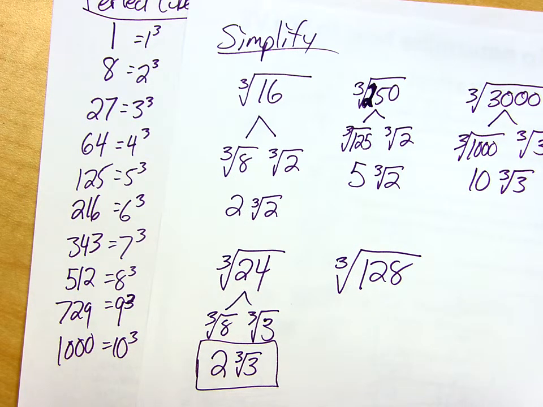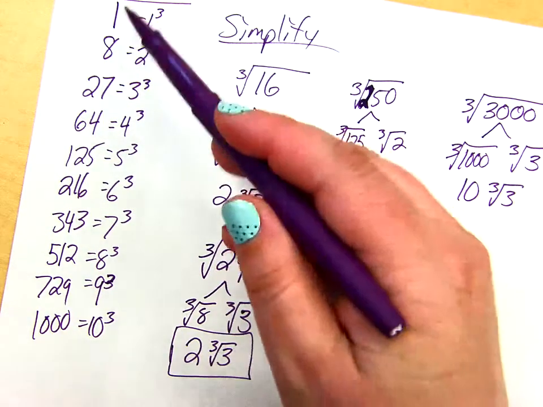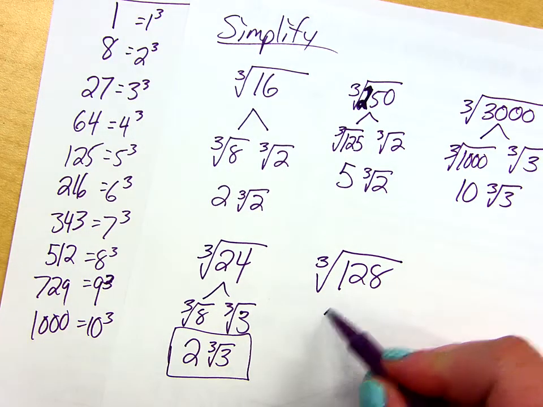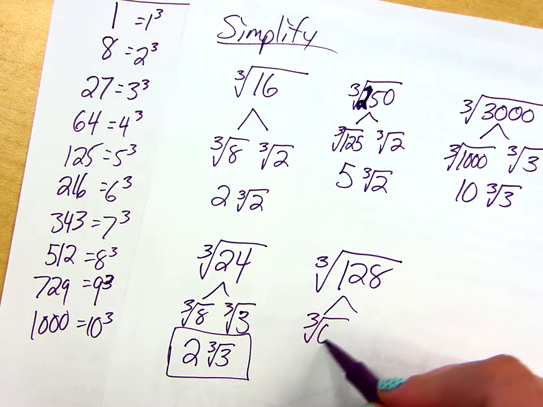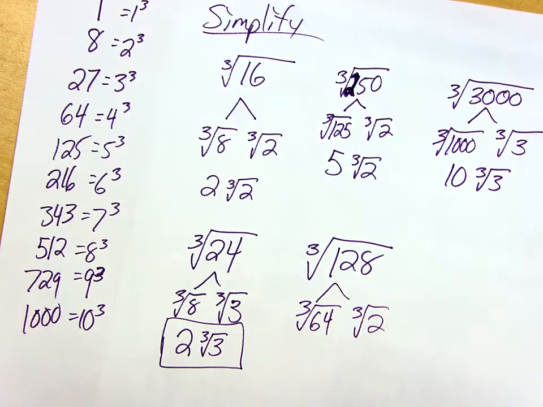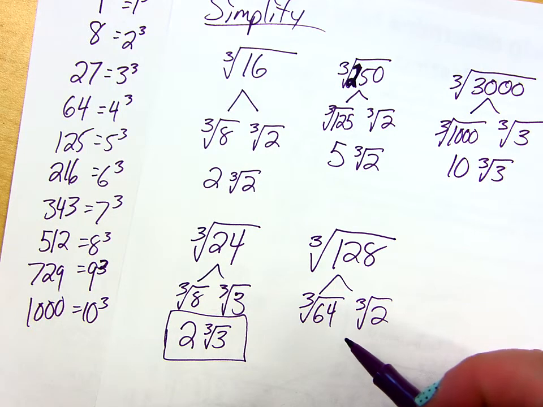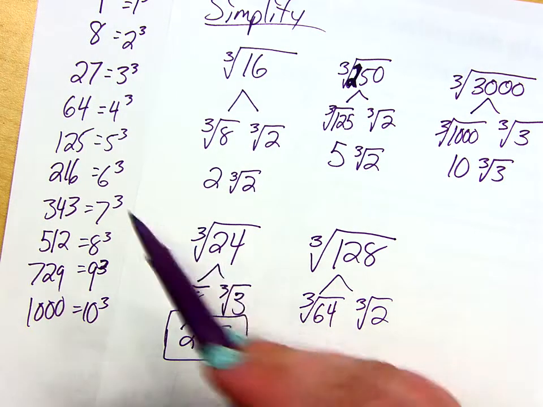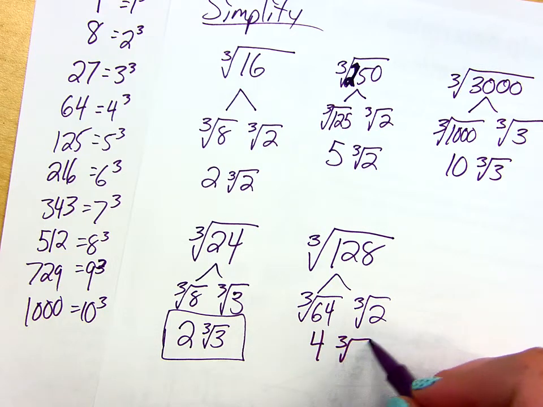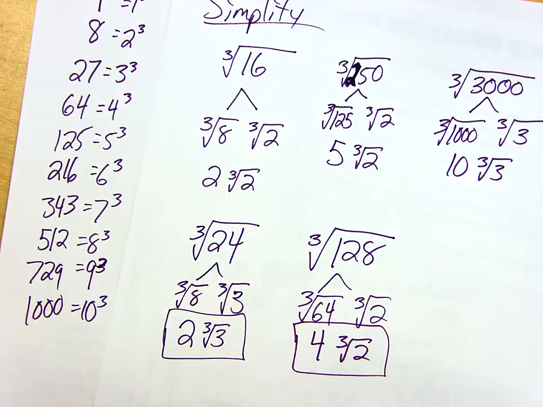Perfect. Now, same thing for the other one. What is the largest number in this list that divides evenly into 128? 64. And how many times does it go in? Twice. What is the cube root of 64? 4, right? So 4, and then the cube root of 2 just stays. There is your answer for that one.